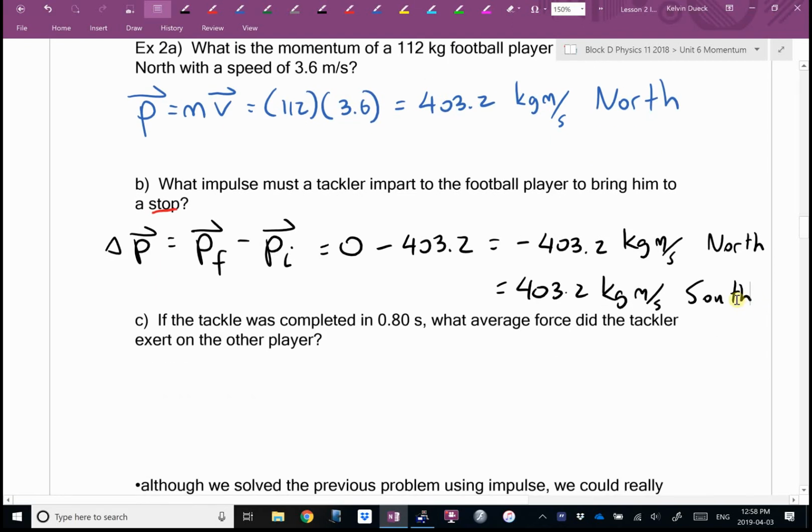Suppose the tackle was completed in 0.8 seconds. What average force did the tackler exert on the other player? Okay. Jagger, what does this question want me to find? And I might be tempted to go F equals MA, except what did I just find in part B, Jagger, my friend? Looking for the begins letter. Oh, is there a version of impulse that has force in it? Let's try that first.